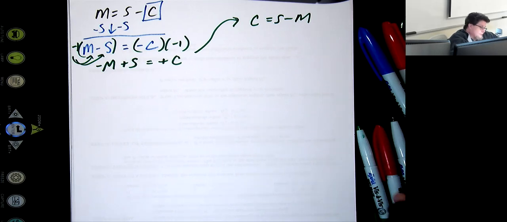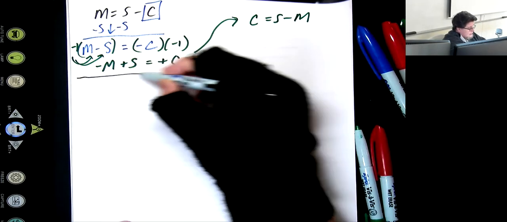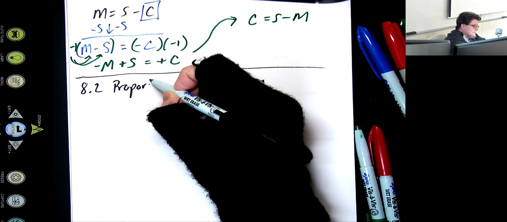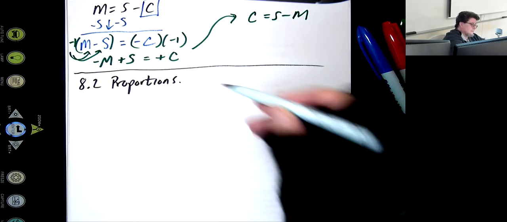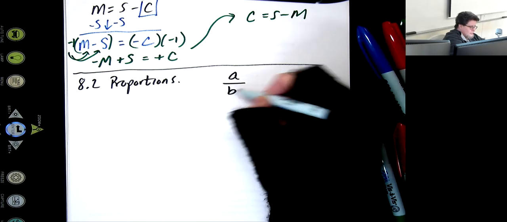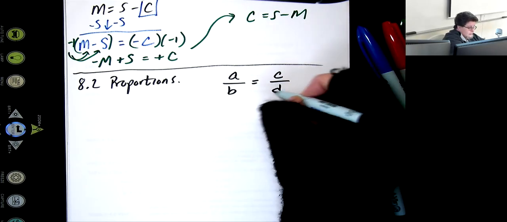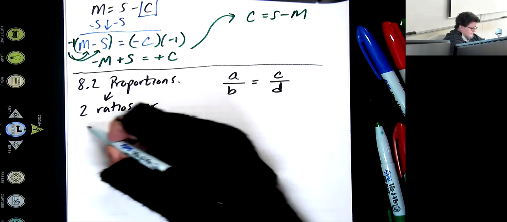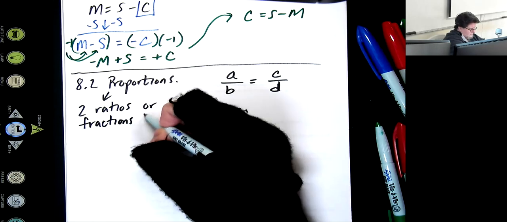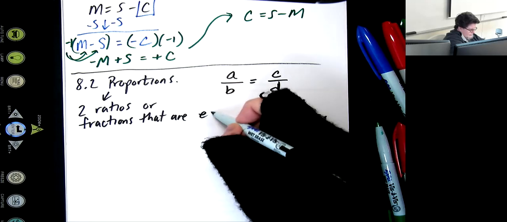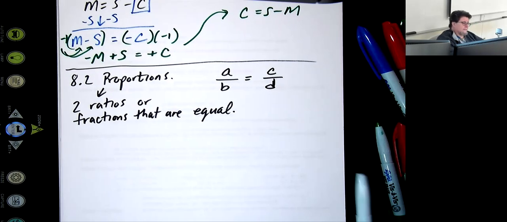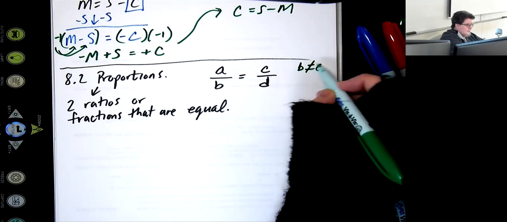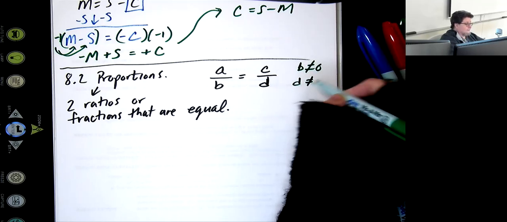All right, chapter 8.2, proportions. Proportions are when we have two ratios, or fractions, that are equal to each other. We don't want B to equal zero, because then it makes the fraction have zero on the bottom. We don't want D to equal zero.